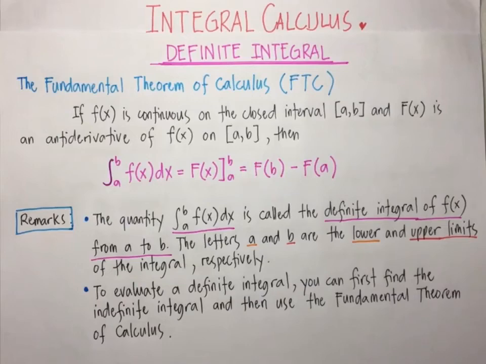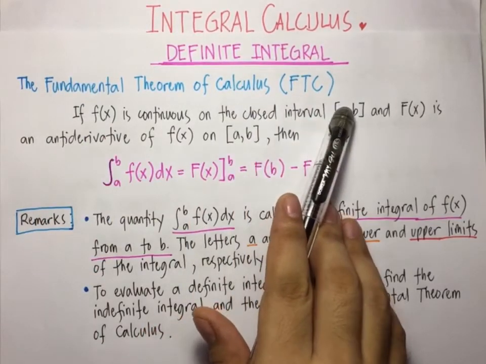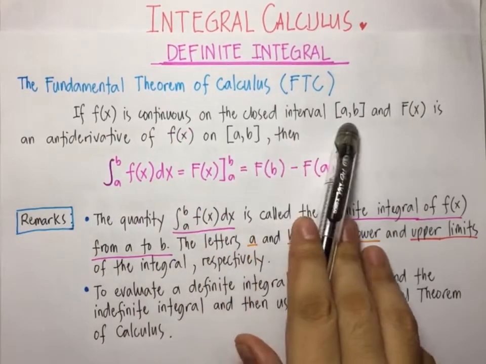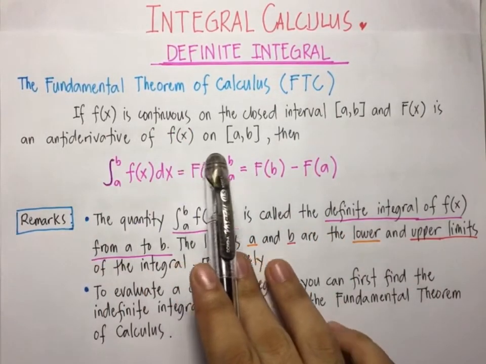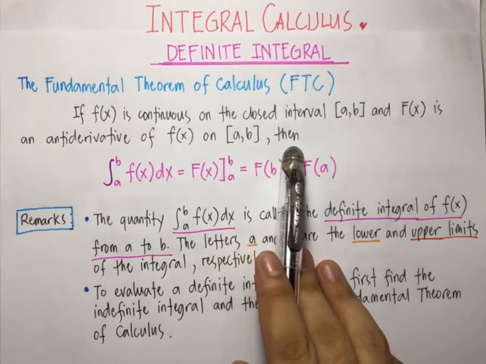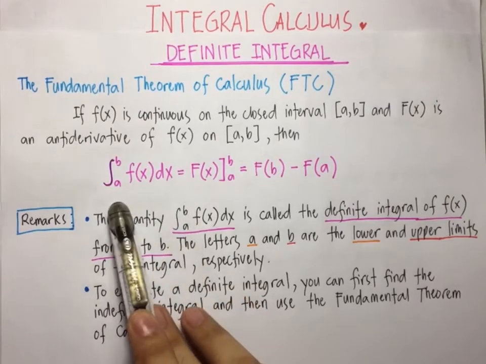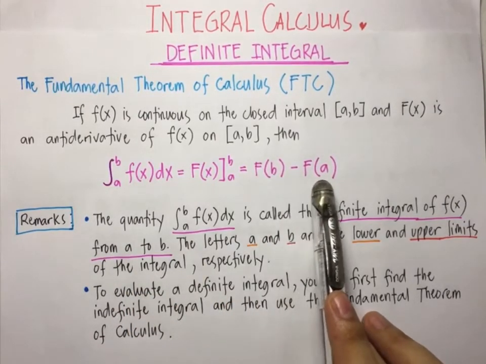To solve for the definite integral, we use the fundamental theorem of calculus, or FTC, which says that if f of x is continuous on the closed interval [a, b], and F of x is an antiderivative of f of x on the closed interval [a, b], then the integral of f of x dx from a to b is equal to F of b minus F of a.